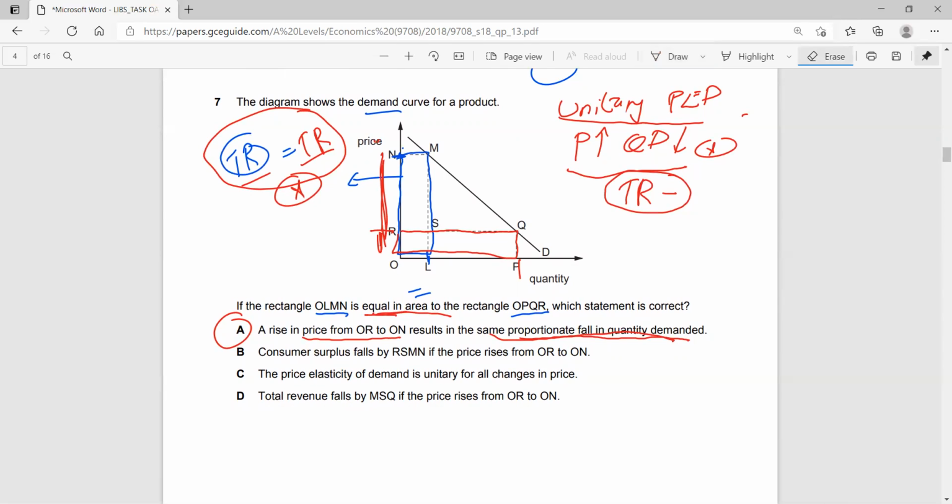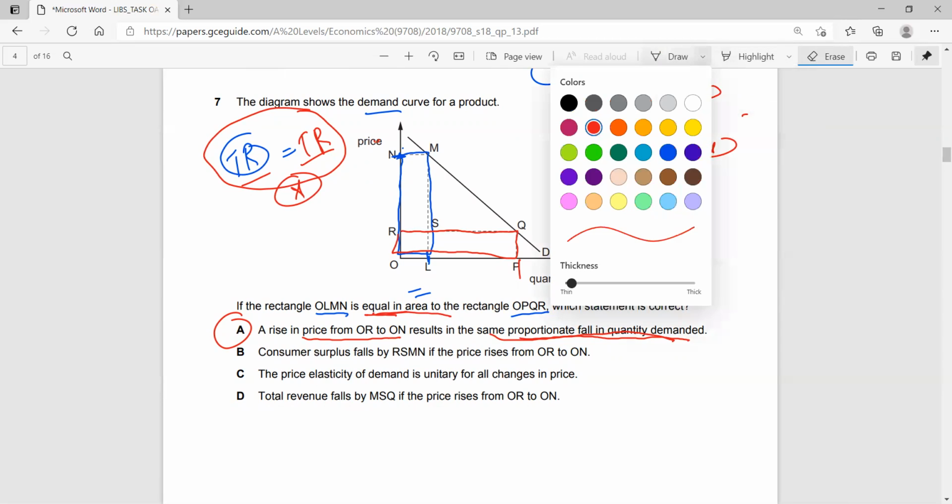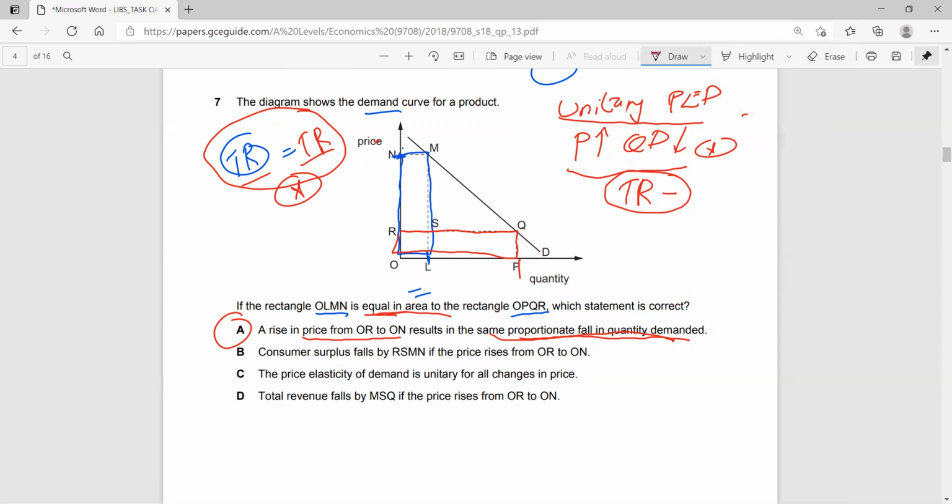Let's look at the other options as well. Let's clean up a bit here. Maybe we can use a different color. Consumer surplus falls by RSMN if the prices rise from OR to ON. So the initial consumer surplus at OR was this triangle, below the demand curve, above the price. Now the consumer surplus is this triangle. So it hasn't just fallen by RSMN, it's also fallen by this particular area as well, which they haven't included. So you can cross this out.